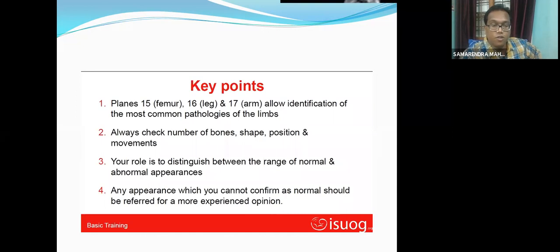Our role is to distinguish between normal and abnormal, and whenever we find any abnormality, we should refer the case for further systematic evaluation in a standardized approach. All systems of the baby should be examined, including fetal echo, for expert opinion.